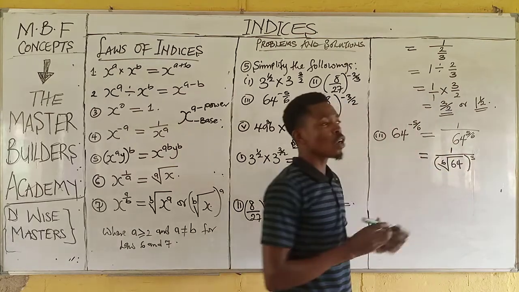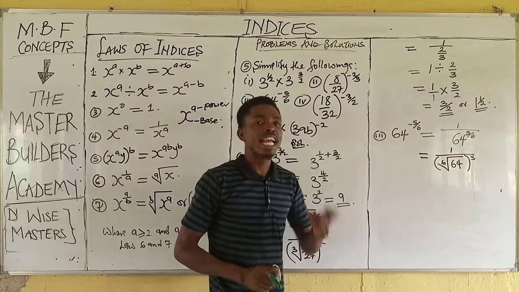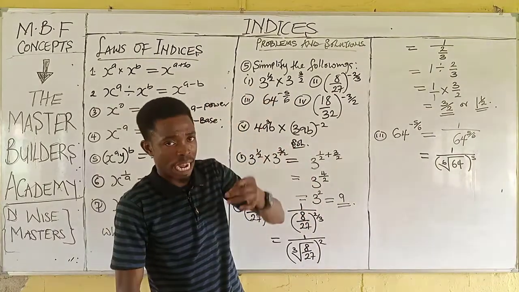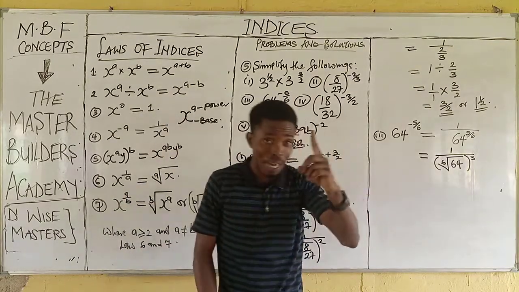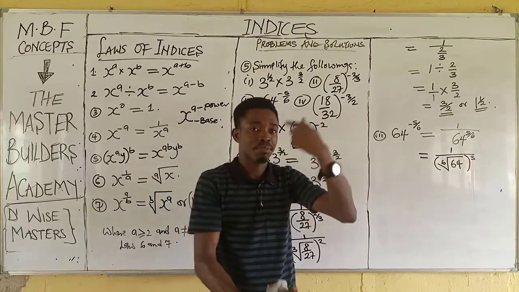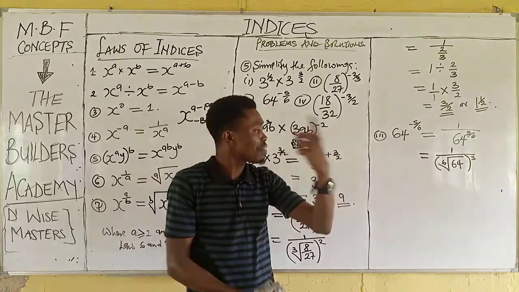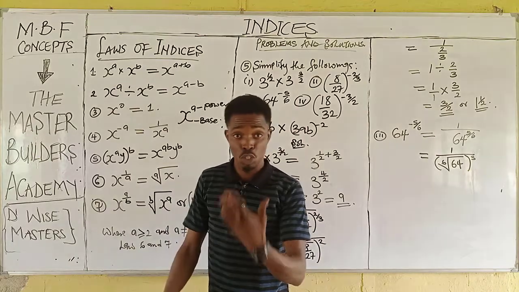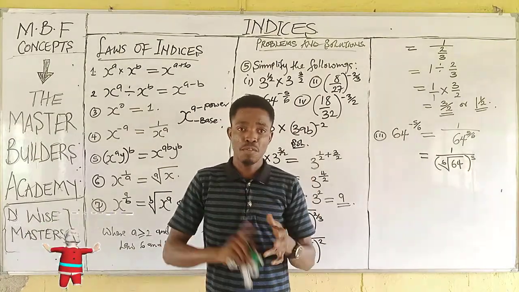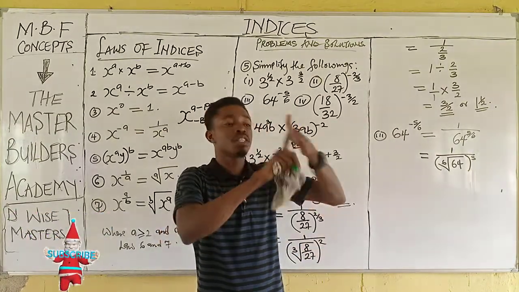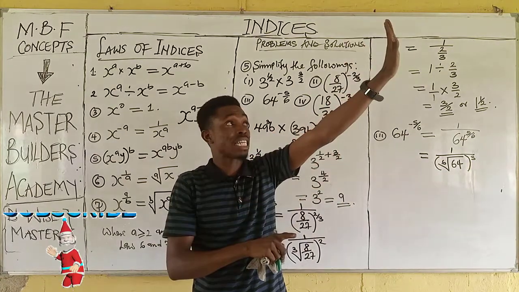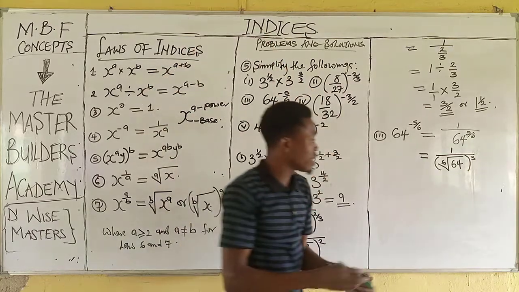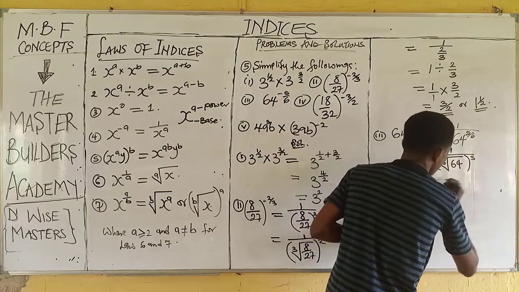Now, the sixth root of 64 is a number that will multiply itself 6 consecutive times to give us 64. And that number happens to be 2. 2 times 2 is 4. 4 times 2 is 8. 8 times 2 is 16. 16 times 2 is 32. That's 5. Now 32 times 2 is 64. So that means the sixth root of 64 is 2.